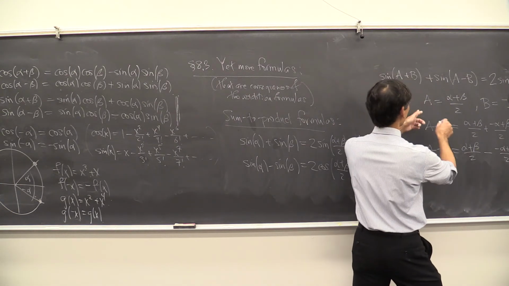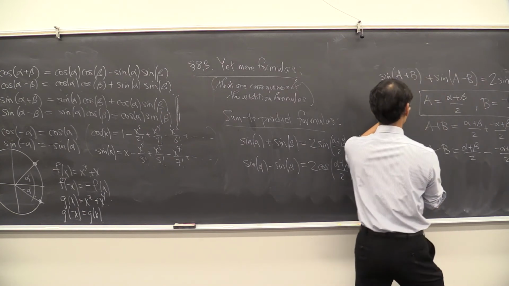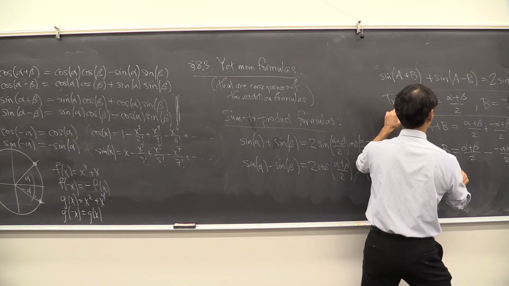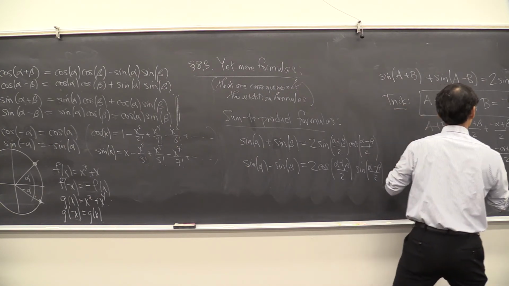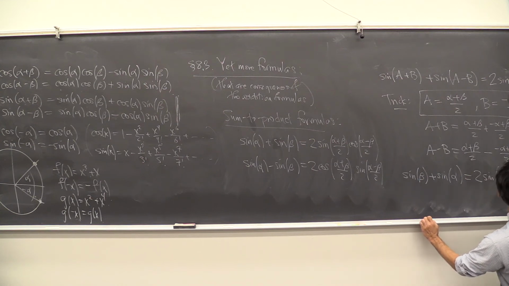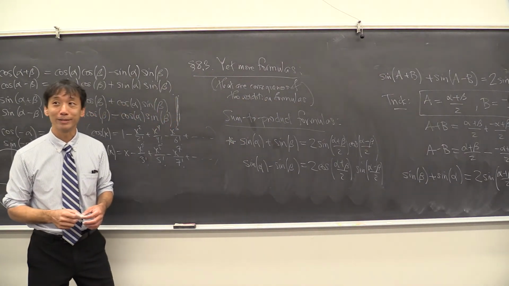So substituting these things in gives us sine beta plus sine alpha equals 2 sine alpha plus beta over 2 cosine negative alpha plus beta over 2. Okay, which is the first formula.